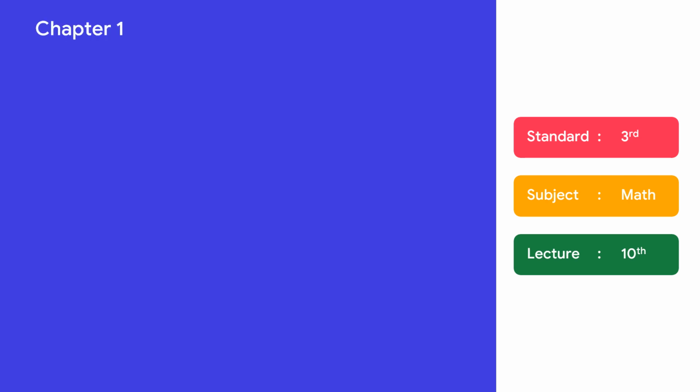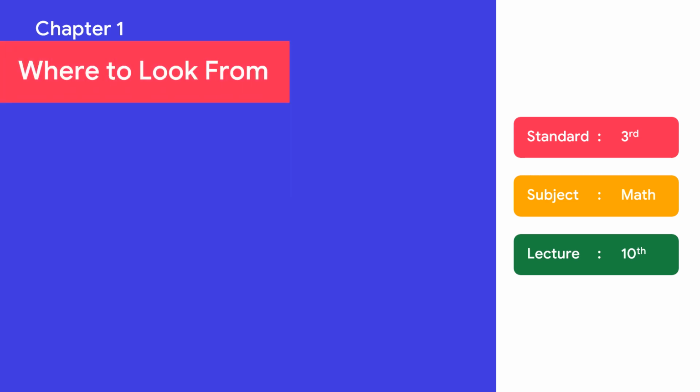Today, we are going to study a new chapter of your standard third. The name of chapter number 1 is Where to Look From. This is a very nice and easy chapter. So please, you all enjoy these different topics.